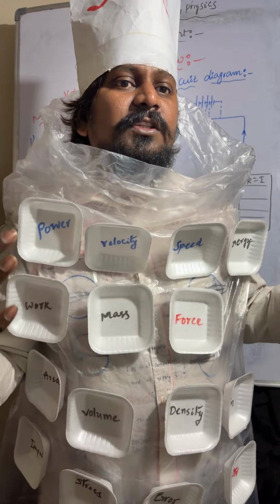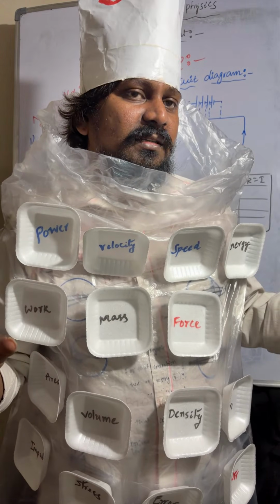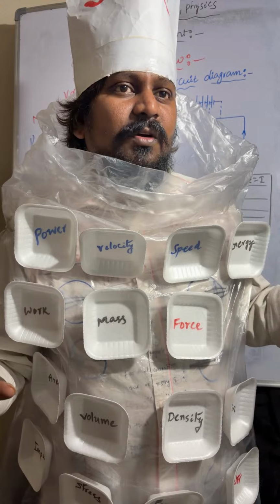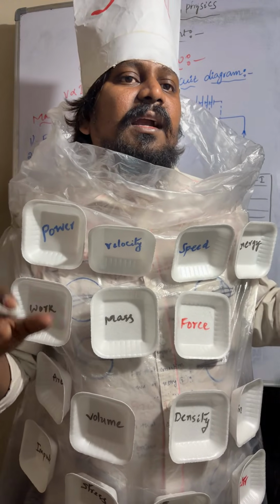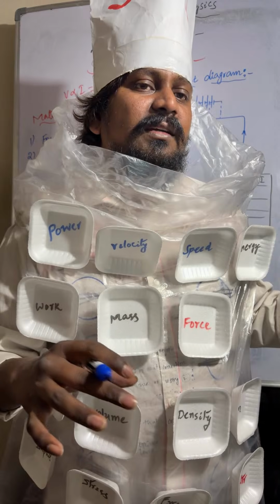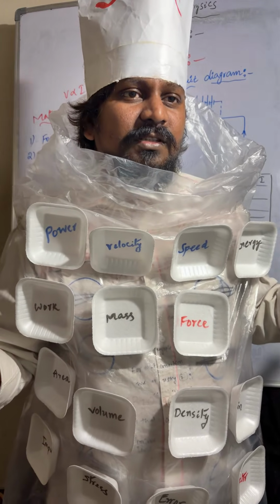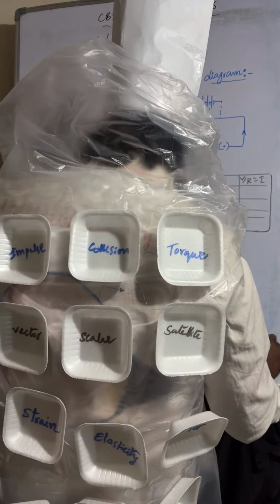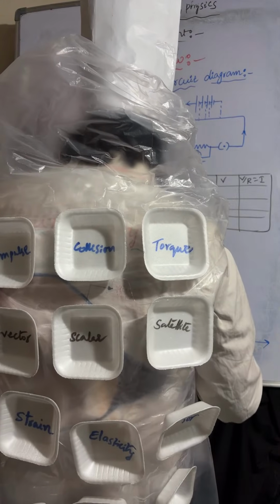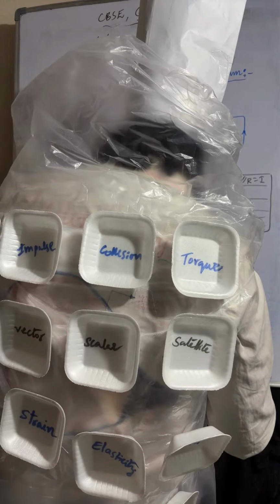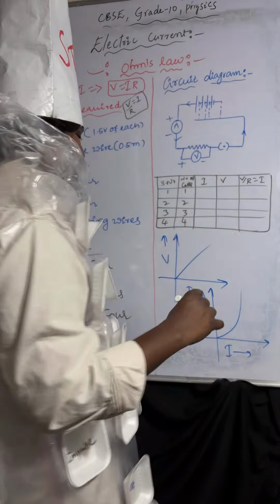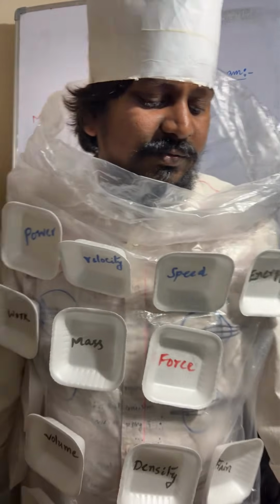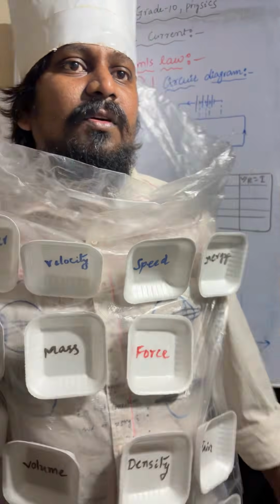The conductors which obey Ohm's law are called ohmic conductors. The conductors which do not obey Ohm's law are called non-ohmic conductors. Understood? Here you can see, with V on the y-axis and I on the x-axis, the graph is a curve. I hope it is very clear. That is about Ohm's law.